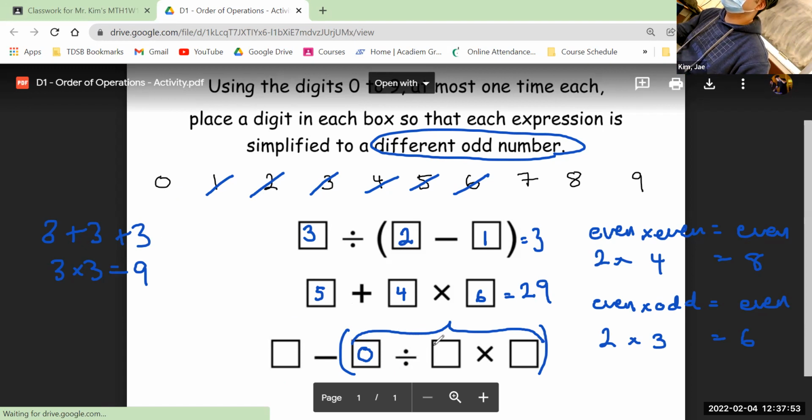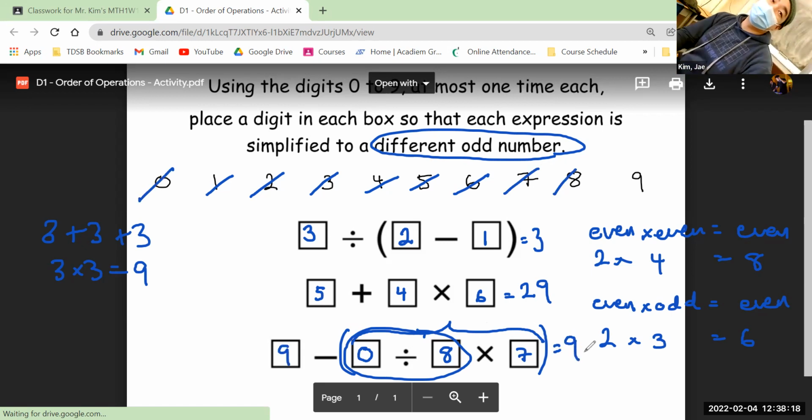What is 0 divided by 8? 0. And so that is a 0. 0 multiplied by 7 is 0. So I cheated. I made that entire thing turn into a 0. And so I used up an 8, I used up a 7, I used up a 0. All I have is 9 minus 0 is 9.